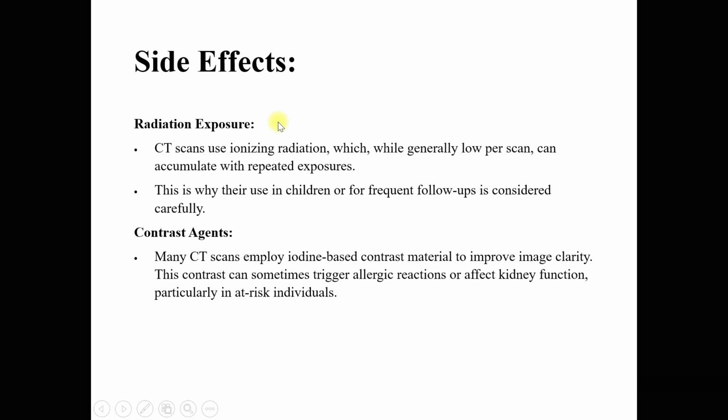What are the common side effects of using CT scan? As you know, CT scan uses X-rays, so X-rays have their own radiation. CT scans use ionizing radiation, which, while generally low per scan, can accumulate with repeated exposures. We have said that CT scans work by taking multiple images by X-rays. So these accumulated radiation exposures can result in damage to our body, radiation damage. This is why their use in children or for frequent follow-ups is considered carefully.